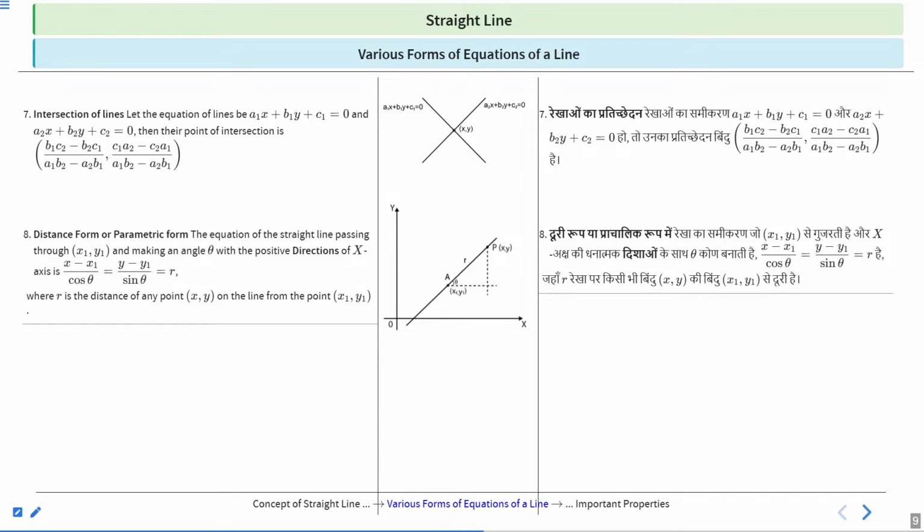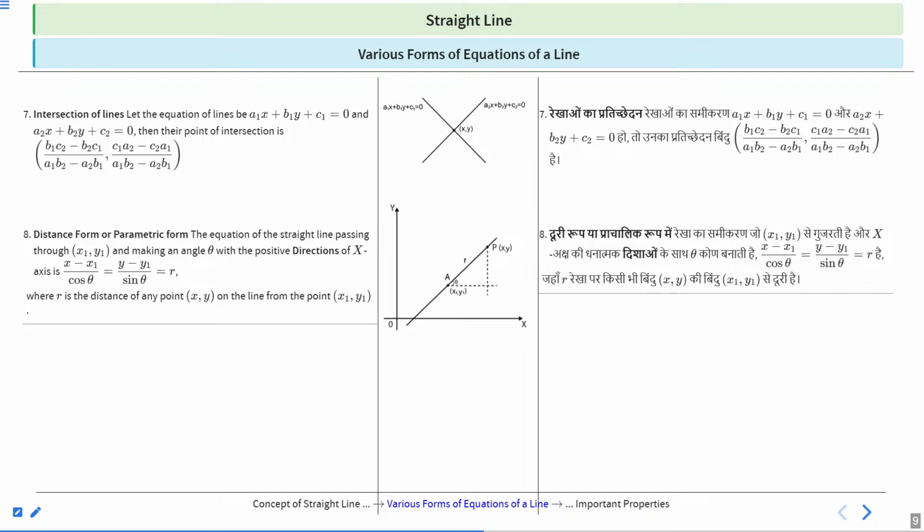Now distance form or parametric form. You can see this in the diagram. The equation of a straight line passing through the point x1 y1. We have a straight line which is passing through x1 y1 and making an angle theta with the positive direction of x-axis.